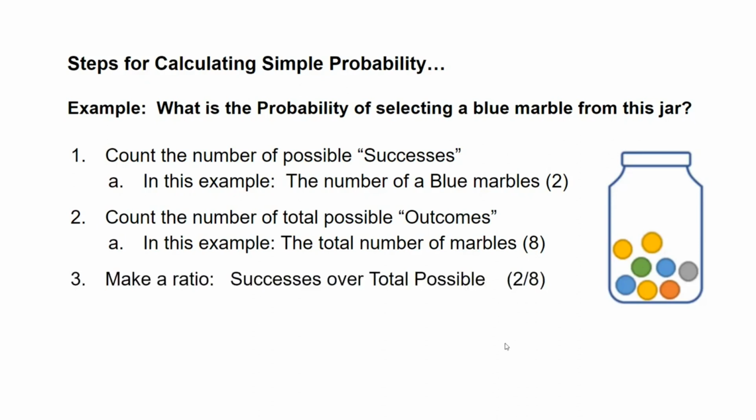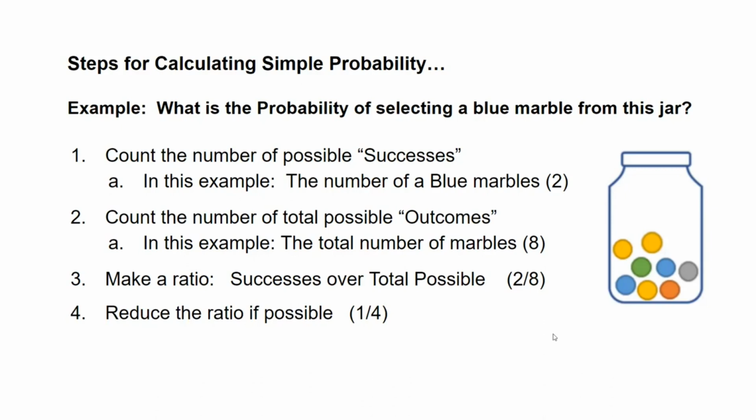Then we simply make a ratio, the number of successes on the top of the ratio over the number of total possible outcomes. That would be 2 over 8, or 2 to 8. However, with probability, we always want to try to reduce that ratio if possible. We reduce that ratio just like we would a fraction.